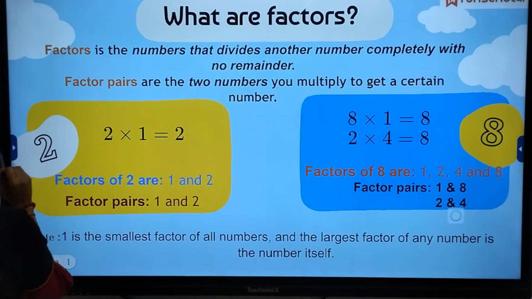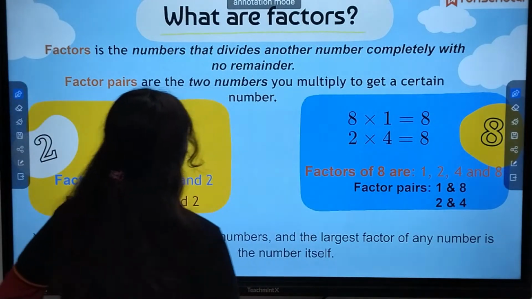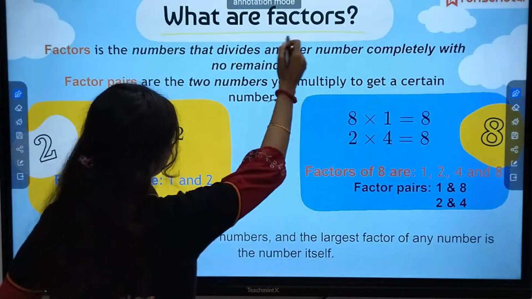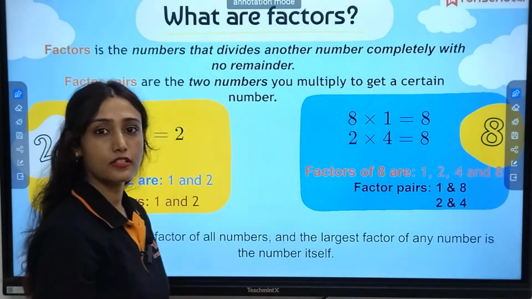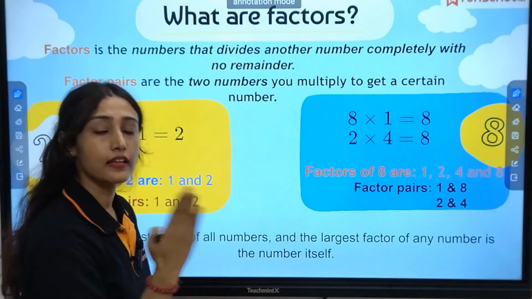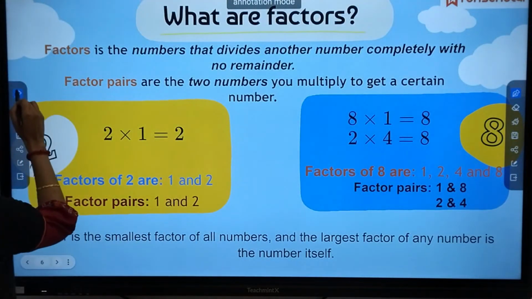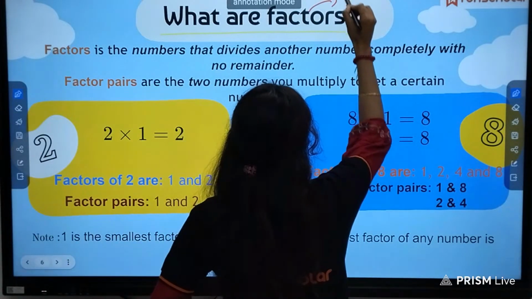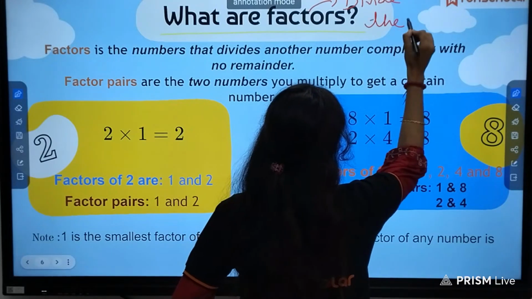Now next. Next is given factors. Just like multiplication is done to find the multiples of any number, over here the opposite thing will work. To find factors, what do we have to do? We simply have to divide the number. Okay? Divide the number.